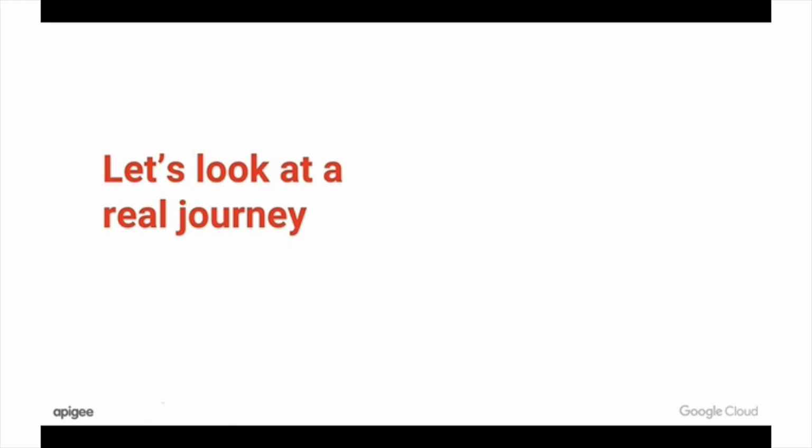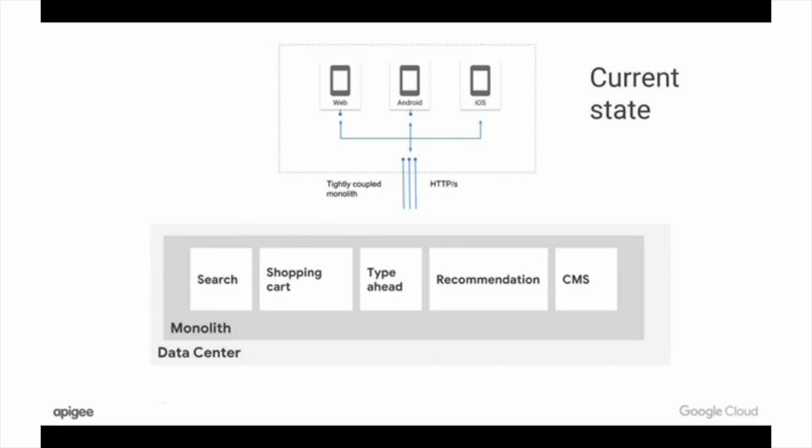Let's take a quick look at a real journey. This is where we are going to see how an application has actually moved from on-prem to cloud. We had a monolithic application for a customer which was running on-prem, and this scenario might look very familiar to most of you. You have a big monolith application with different services, from search to a CMS to a shopping cart, and all of these are running inside a data center, exposing some APIs which are then tightly coupled to web apps and mobile apps and whatnot. This is the current state.